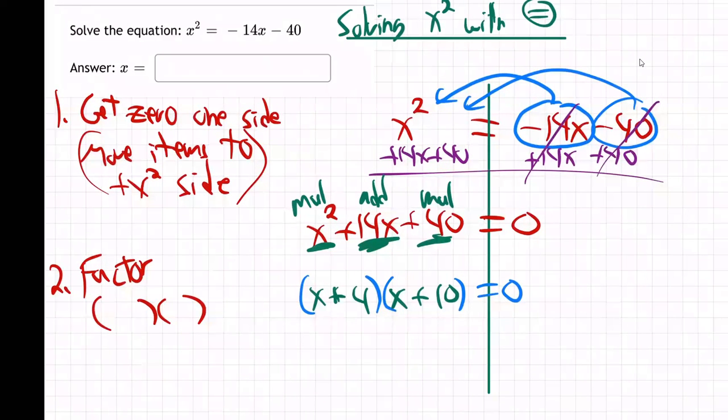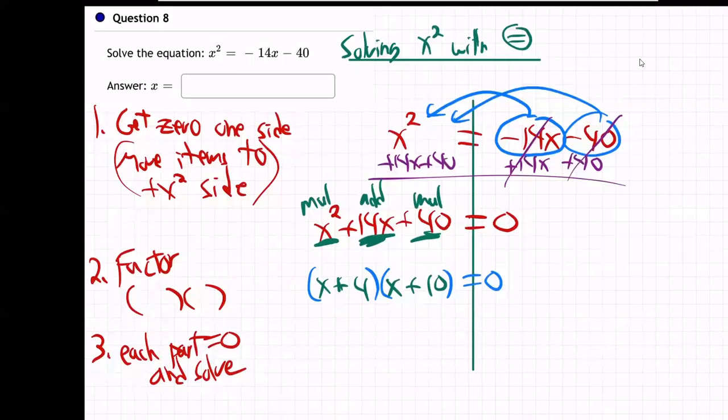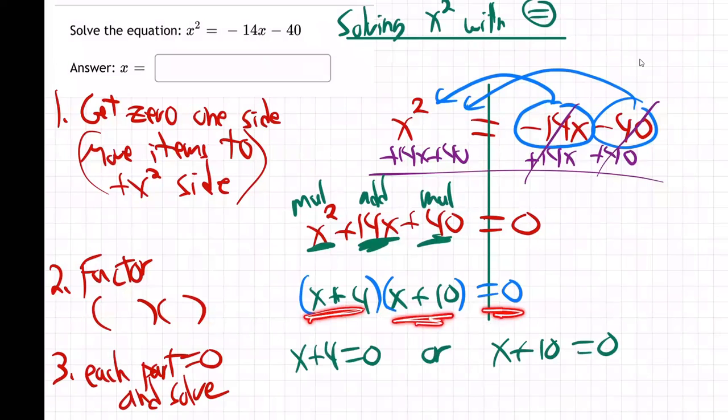And now step 3, each part equals 0. So now we take each of these equals 0 and solve it. So I'll take the x plus 4 alone equals 0, or x plus 10 equals 0, right? Well, why is that step? Because if 2 things are multiplied to equal 0, that means the first one could be 0 or the second, because 0 times anything is 0.